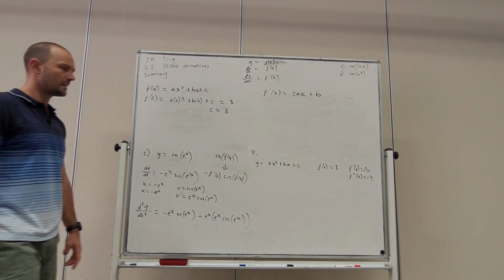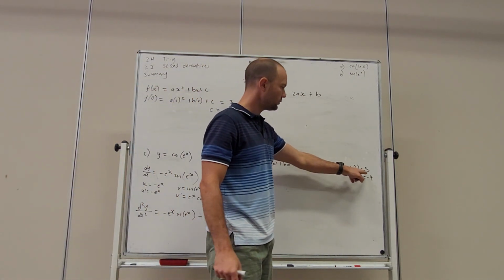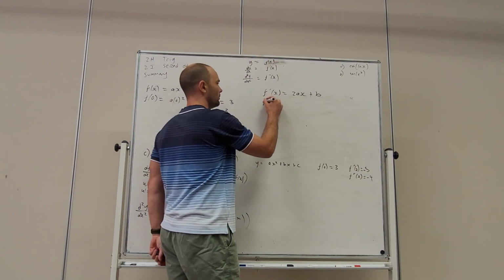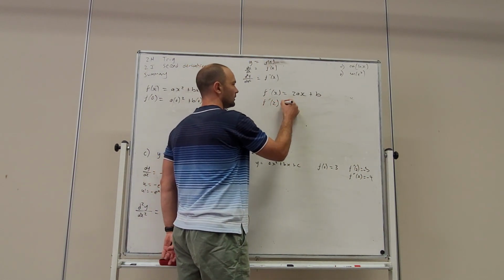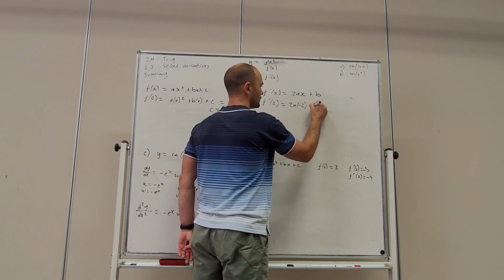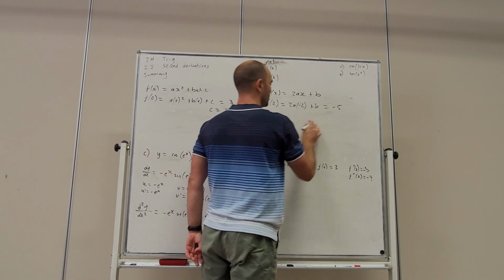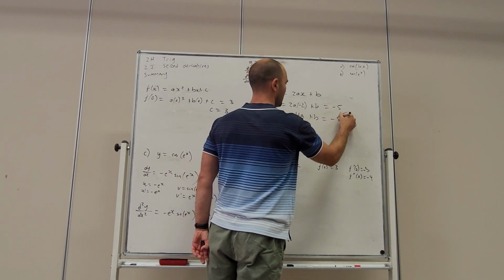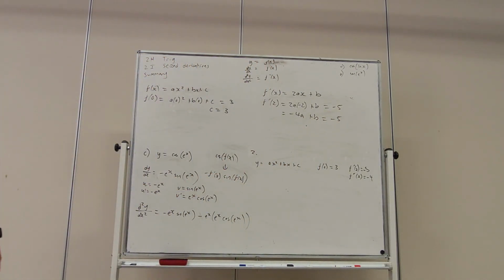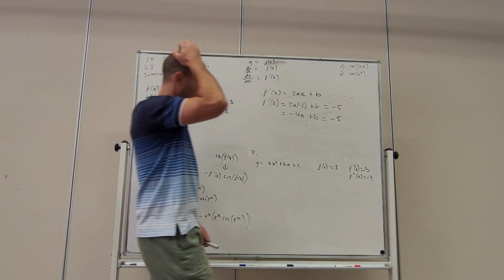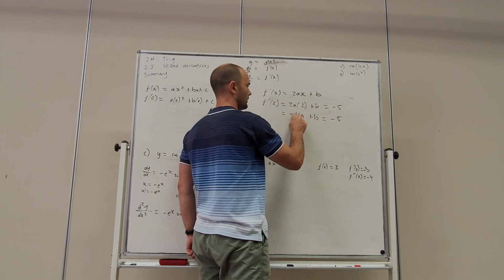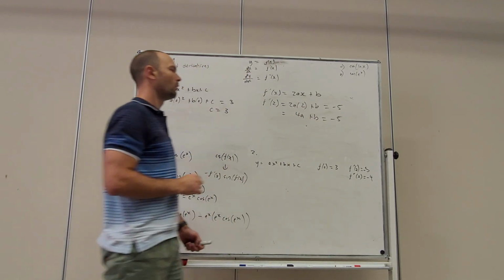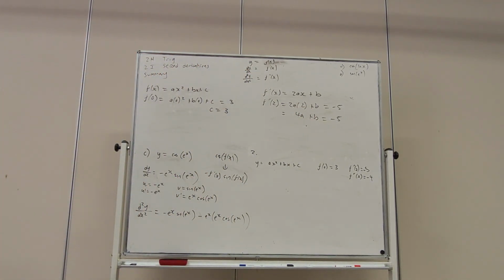All right, so let's use that information. We have f dash of 2 equals minus 5. We'll put that in. All right, here we have minus 4a plus b is minus 5. Where's the minus 2? We're putting in positive 2, aren't we? Sorry, been a bit sloppy today. 4a plus b is minus 5.